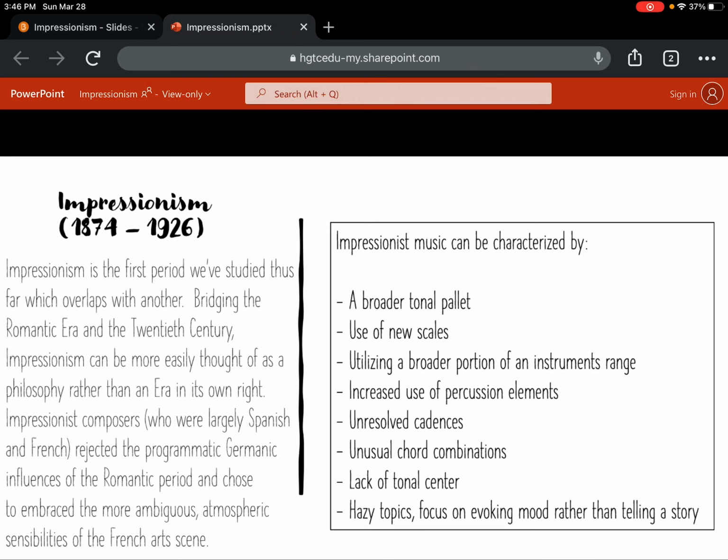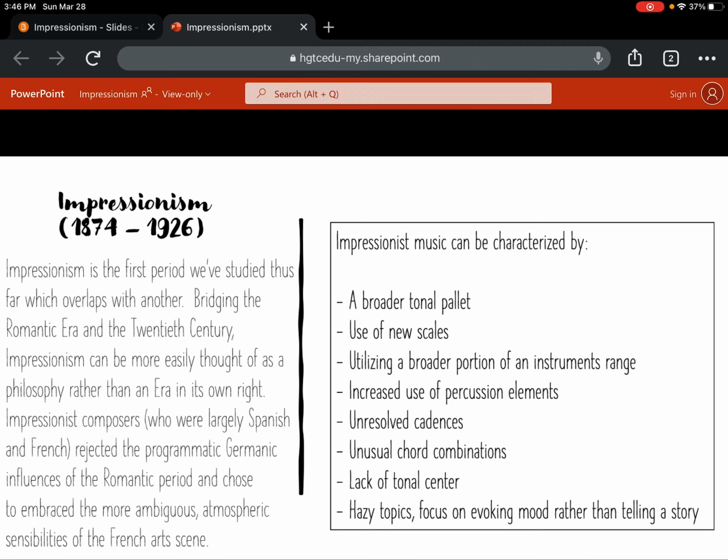As you remember, in the Romantic period and the Germanic tradition, it was really big to have these grand stories. There was the idea of program music, where you were trying to tell a story by using music. If the person knew the story and listened to the music, they could follow along with the narrative. The Impressionists wanted to get away from that a little bit.